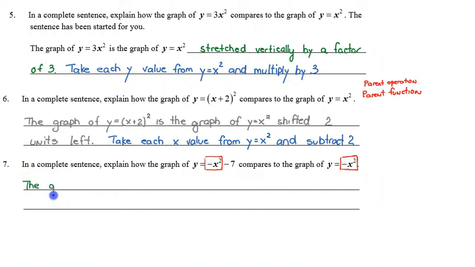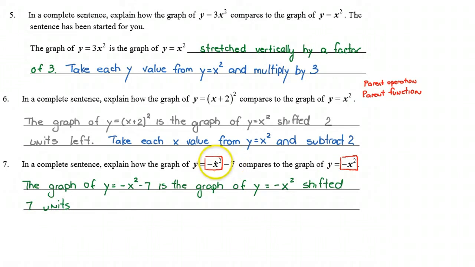we say the graph of y equals negative x squared minus 7 is the graph of y equals negative x squared shifted 7 units down. And notice, we subtract the 7 after the application of the parent operation. So this is affecting our vertical position.